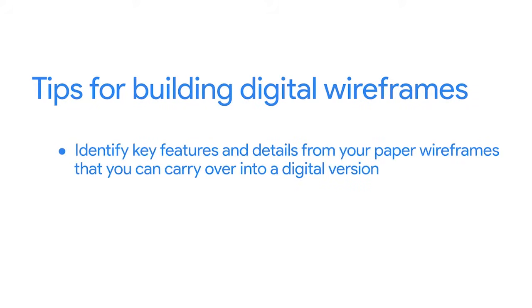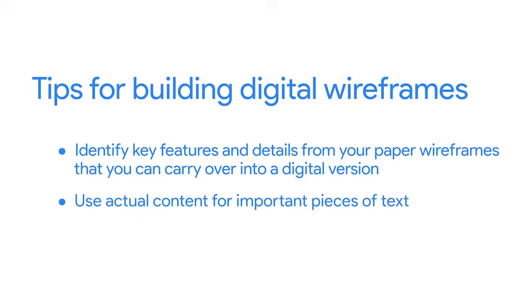Earlier in the certificate program, we created digital wireframes using Figma and Adobe XD and provided resources on both tools. Whether you use Figma or Adobe XD to create your project in this course is up to you. Whichever tool you use, remember these tips when building digital wireframes. First, identify some key features and details from your paper wireframes that you can carry over into a digital version. During brainstorming and sketching, you've probably gone through a few versions of your app's layout. Pull from those sketches to start crafting the digital wireframes you'd like to test.